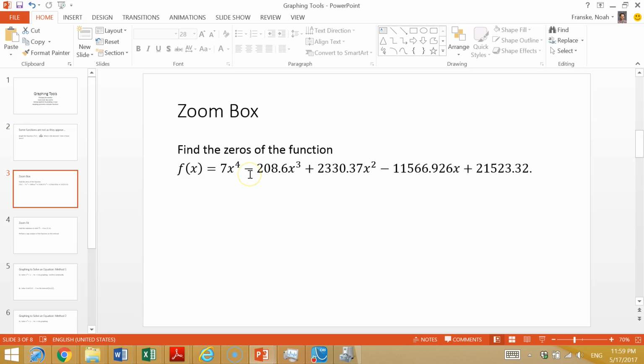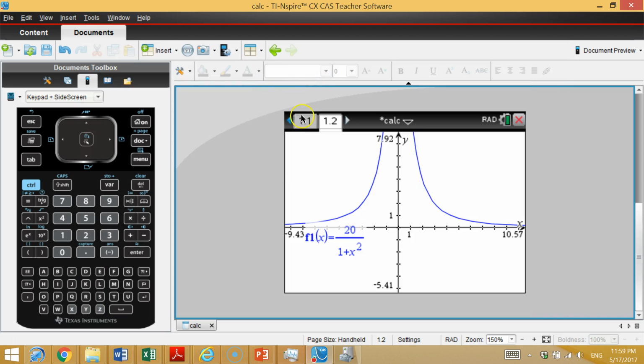All right, let's see what else we want to do. So Zoom Box. Zoom Box is like my favorite thing ever. I learned this on the old TI-83s, and I'm going to show you how it works on the Inspire. So we have this nasty function. Because we're going to be using it a little bit, I'm actually going to define this. Remember how we defined functions in our last video? So I'm going to go over to our calculator window.